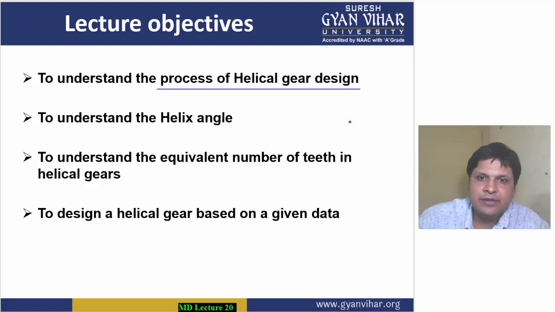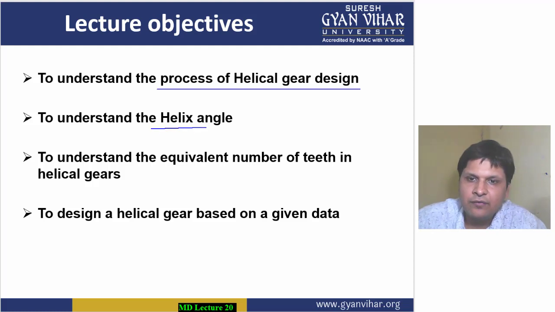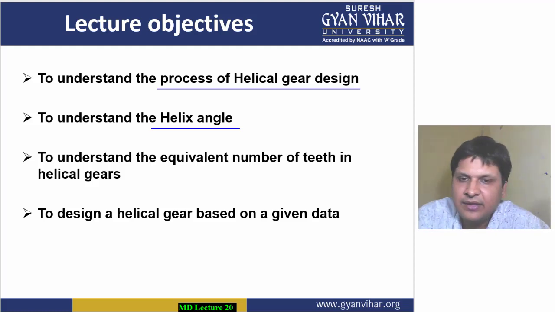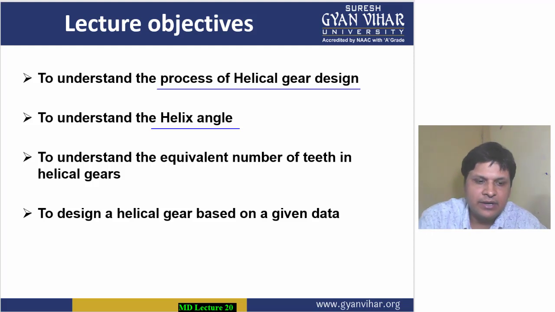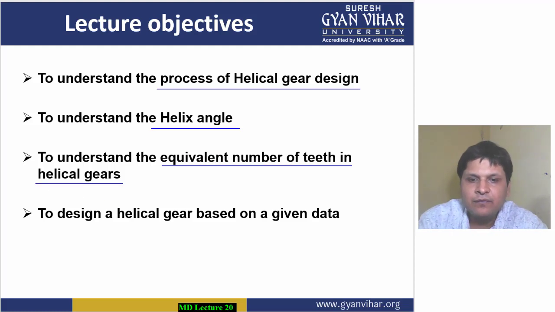And in that, we will get an understanding of the helix angle also. In the case of helical gears, there is a helix angle. I will tell you the meaning of the helix angle and its importance. Then the third objective is to understand the equivalent number of teeth in helical gears. Basically, in helical gears, the teeth are inclined to the axis of the shaft. So we have to find the equivalent number of teeth, that is TE. We have to find the value of TE, which is the equivalent number of teeth.